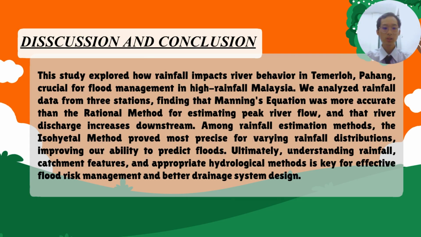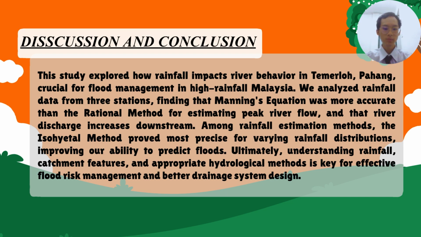Good morning lecturer. So now I'm going to talk about discussion and conclusion. So in this study, we explored how rainfall impacts river behavior in Temerloh, Pahang, which is crucial for flood management in high rainfall Malaysia. We analyzed the rainfall data from 3 stations, finding that Manning's equation was more accurate than the rational method for estimating peak river flow. And the river flow discharge increases downstream.